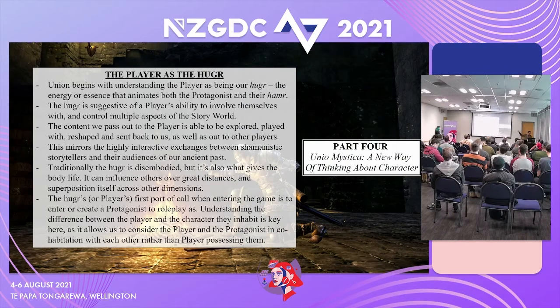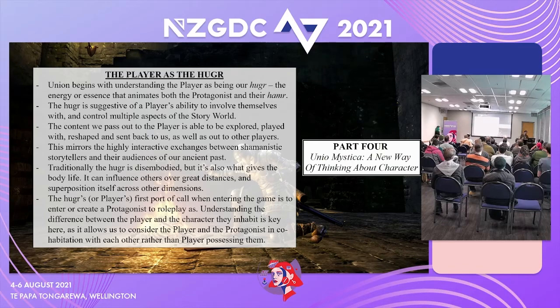So, let's break it down. The player is the hugr. Union begins with understanding the player as being our hugr, the energy or essence that animates both the protagonist and their hamr. The hugr is suggestive of a player's ability to involve themselves with and control multiple aspects of your story world. The content we pass out to the player is able to be explored, played with, reshaped, and then sent back to us, as well as out to other players.